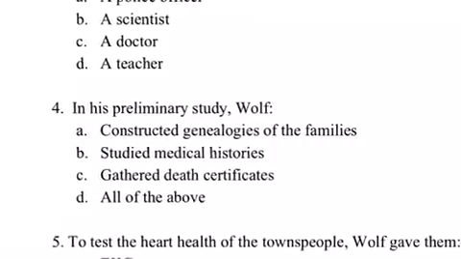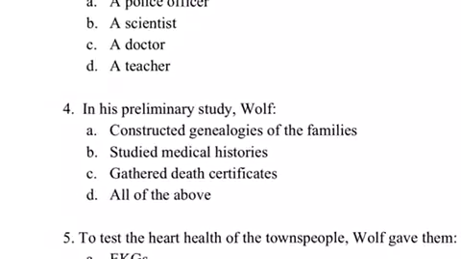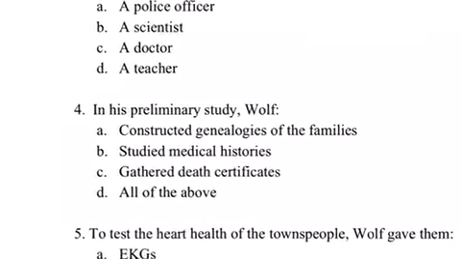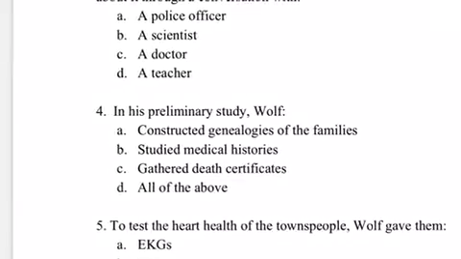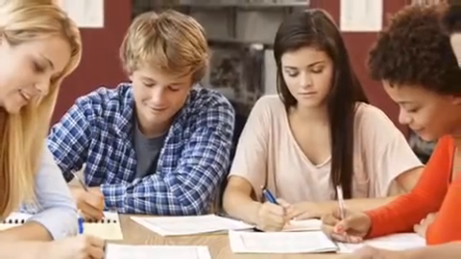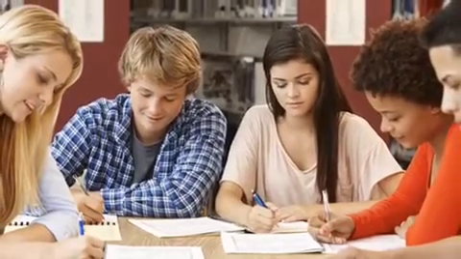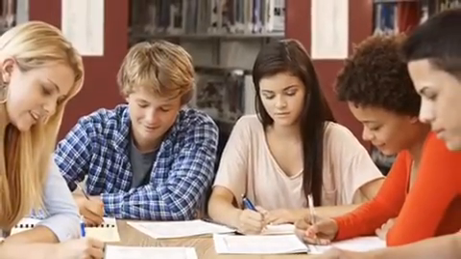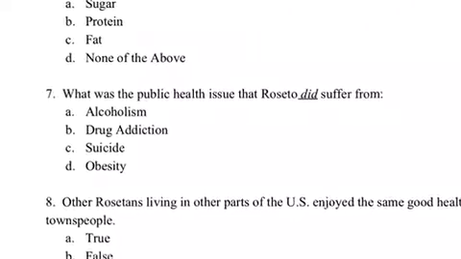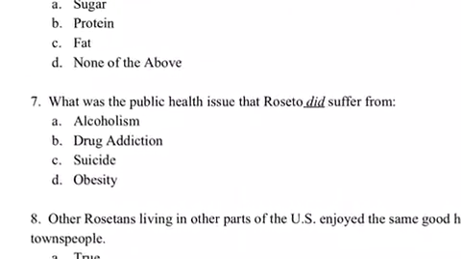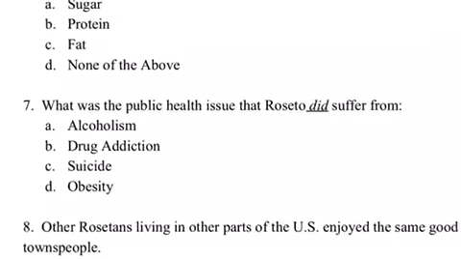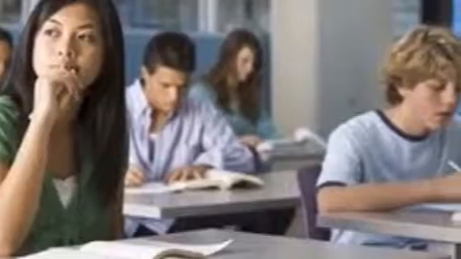I will then assess the students' recognition and understanding of the text by going right back to the work they did on the worksheet, asking them a question about Wolf and his preliminary study. I will also put something in there that makes them understand the meaning of the text in a different way, though with the same information. For instance, I'll ask them, what was the public health issue that Roseto did suffer from? By turning the answer around, they have to think a little bit more.